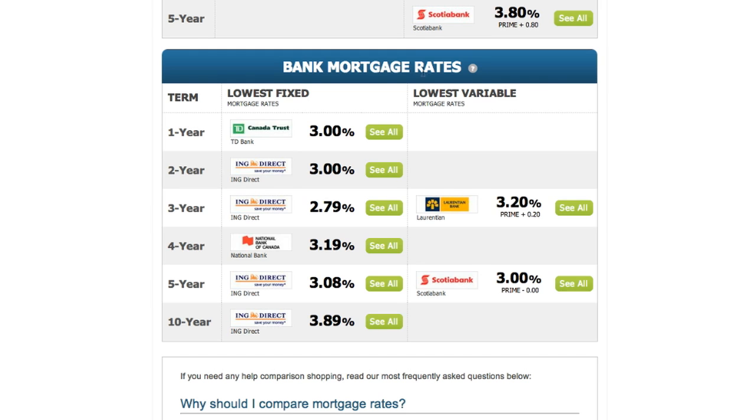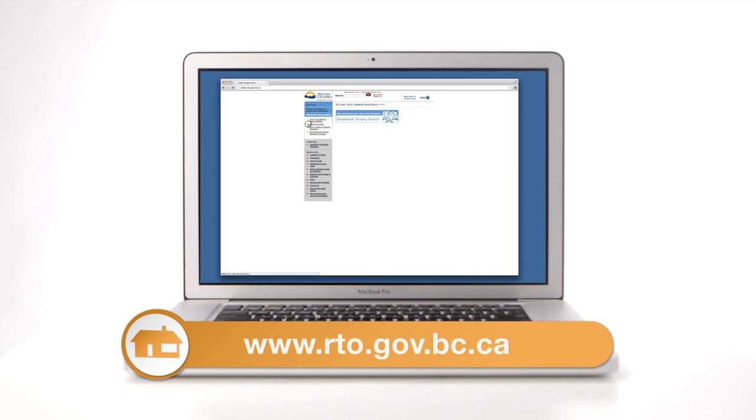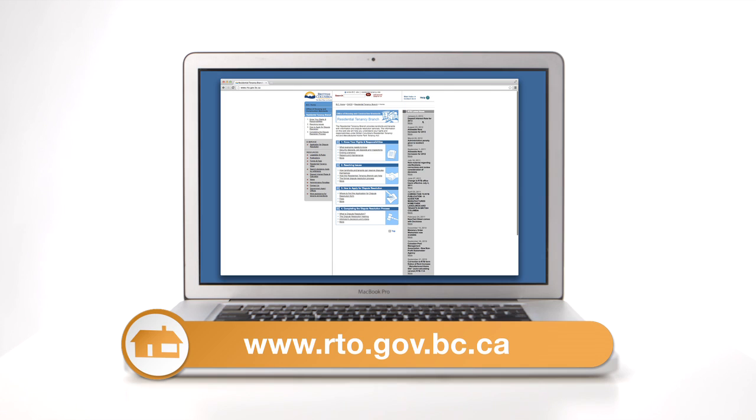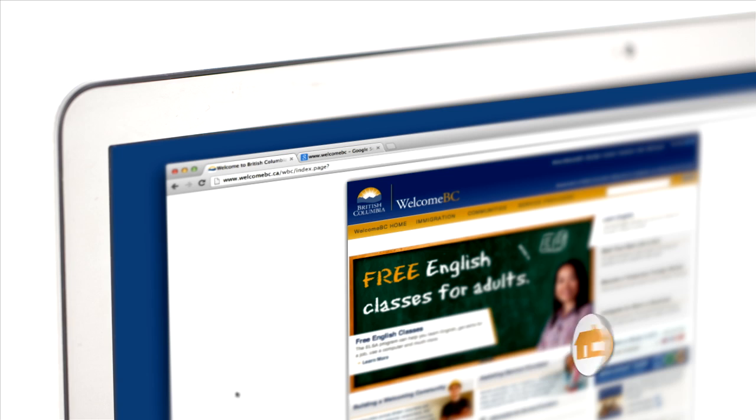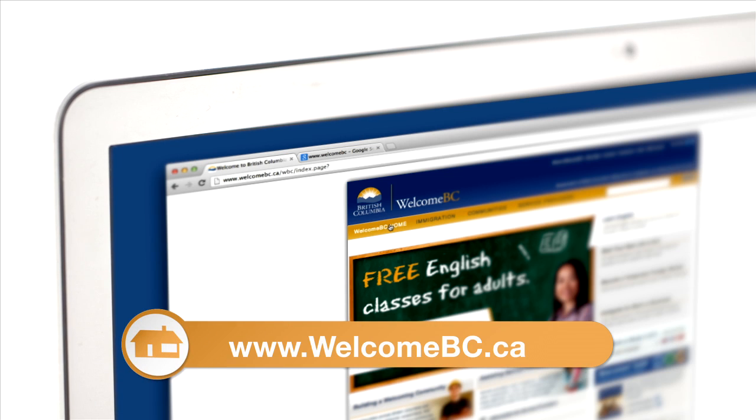If you decide to rent out your home, you need to know your rights and responsibilities. Find out more on the Residential Tenancy Branch website. Learn more about renting or buying in BC on the Welcome BC website.